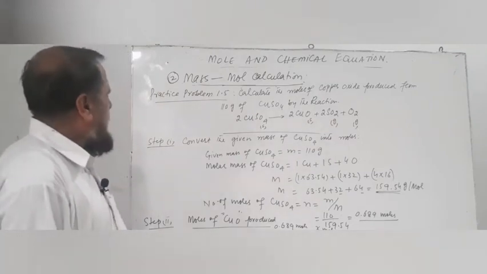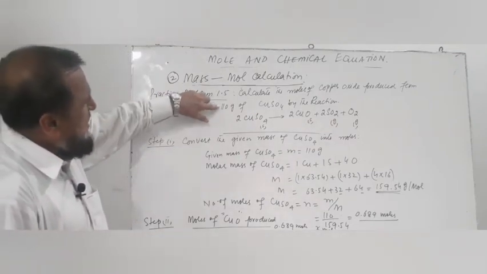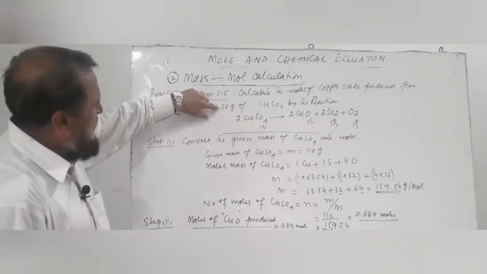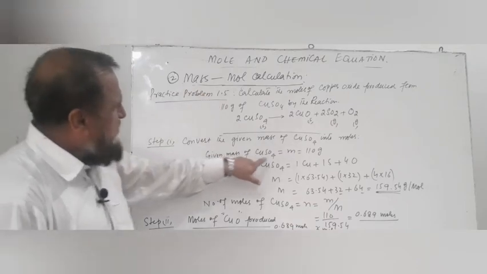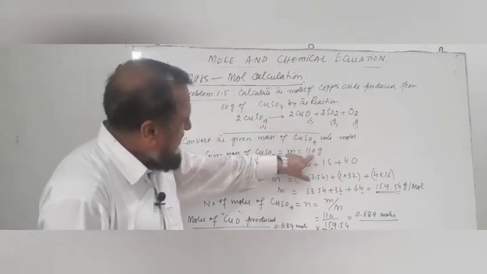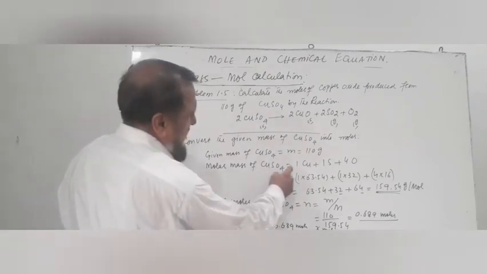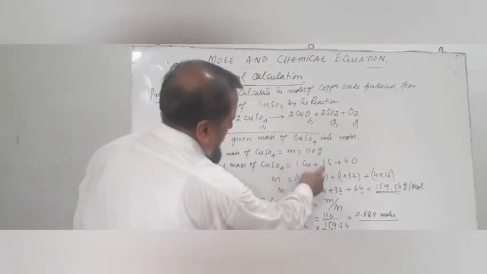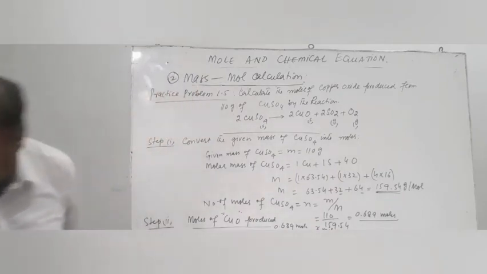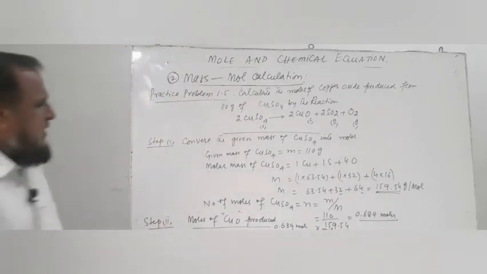Now, in the first step, we convert the given mass of copper sulfate into moles. The mass of copper sulfate, small m, is 110 grams. The molar mass of copper sulfate can be calculated. It contains 1 copper, 1 sulfur atom and 4 oxygen atoms.